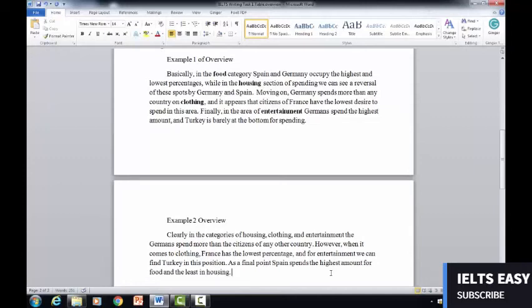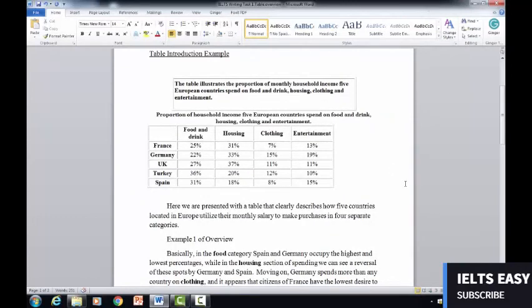Okay? So there we have two examples of doing the overview paragraph. Both work, and both of these examples capture the general information that we see in the table here. And it's a really good example of how to do it.